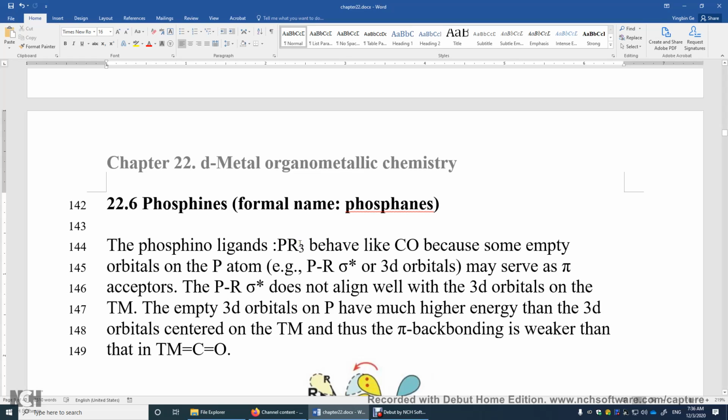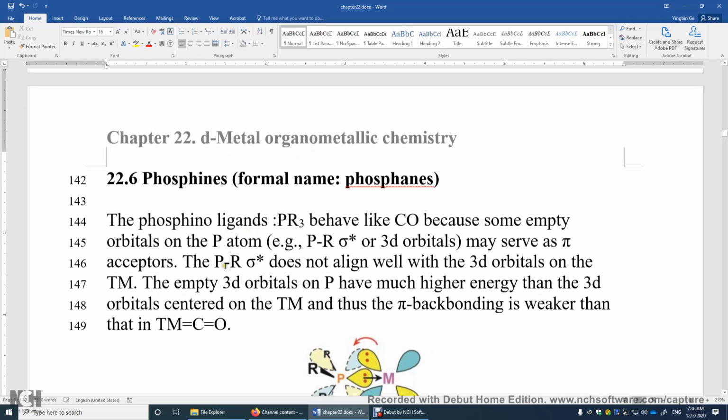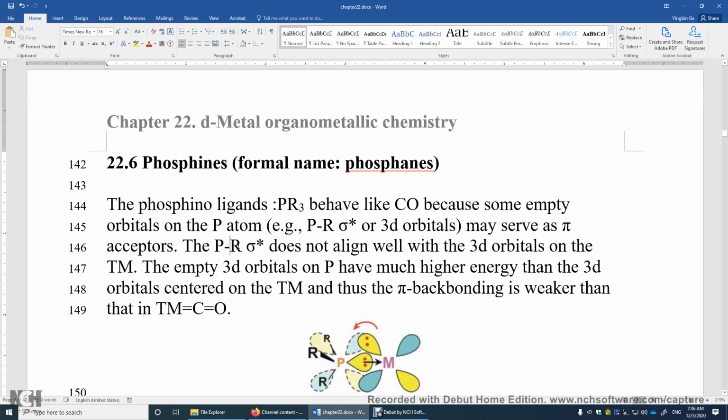It's a better sigma donor than carbonyl. It's a weaker pi acceptor than carbonyl. I'm going to explain why this is a weaker pi acceptor. This is because this phosphine ligand may accept electrons from the transition metal in two different ways. One is to use the sigma star antibonding orbital to accept the electrons. The other way is to use the empty 3d orbitals to accept the electrons from the transition metal.